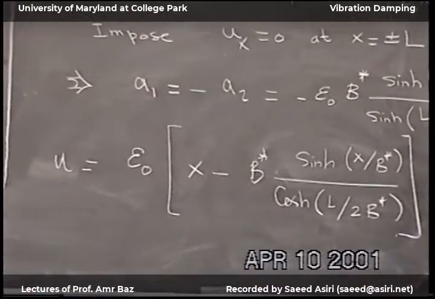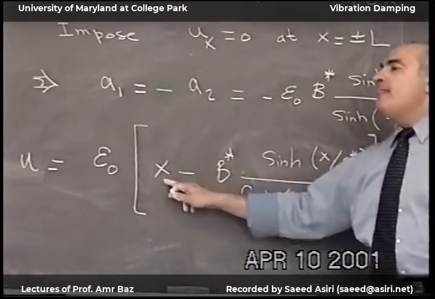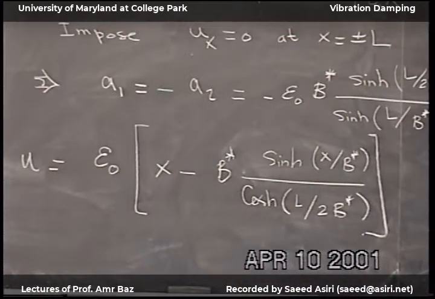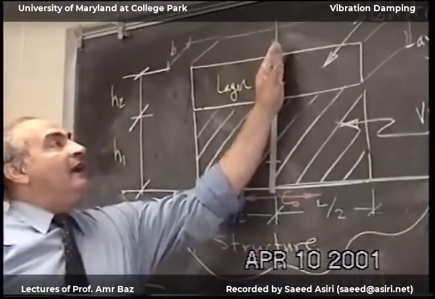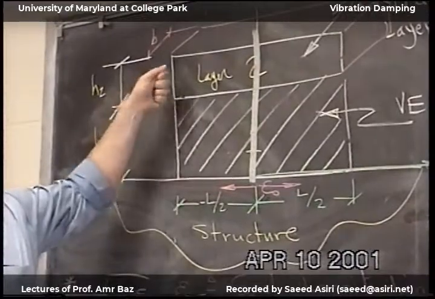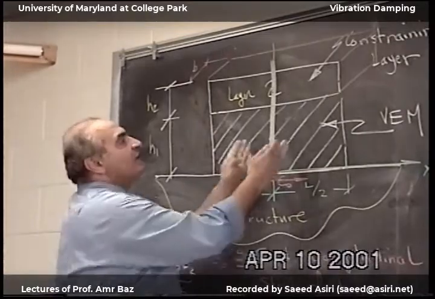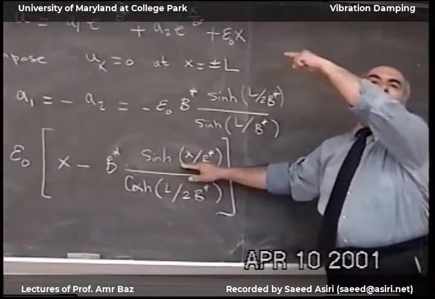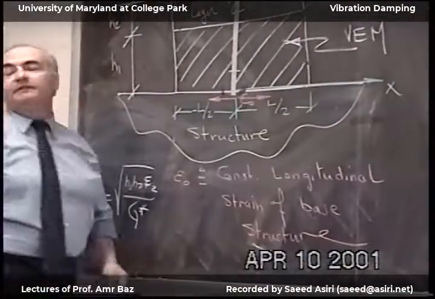So when you look at this equation, when x is equal to 0, u will equal 0. So the constraining layer at this location does not move. It moves here and here. This is the maximum deflection. In between, there's very small deflection, and here is very large deflection. If we approximate the sinh by a linear function x, this would be a straight line, moving from 0 to the maximum at these two ends.